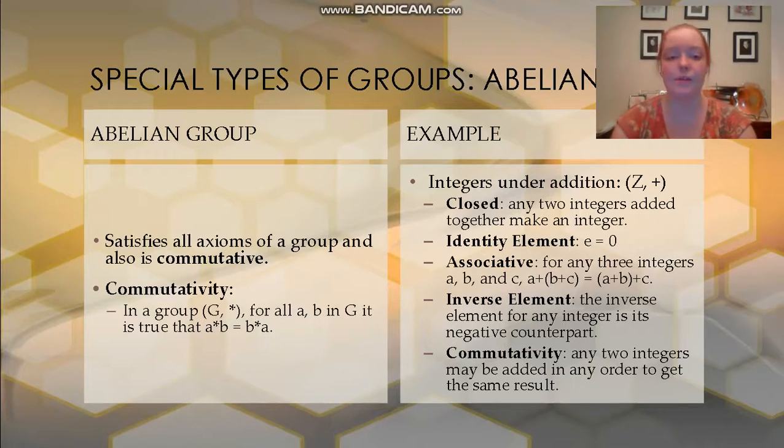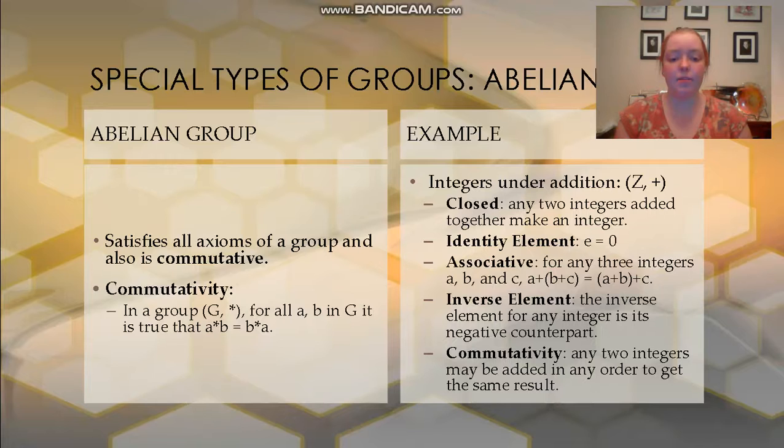And so just to go over an example of an abelian group, we have the integers under addition, which is what we've been using this whole time. So again, it's closed because any 2 integers added together make an integer. It has an identity element, which we established was 0. 1 plus 0 is 1. 2 plus 0 is 2, so on. We established it's associative, so it doesn't matter which order you add 3 integers in, as long as you're performing the binary operations on the same 3 integers, you get the same result.